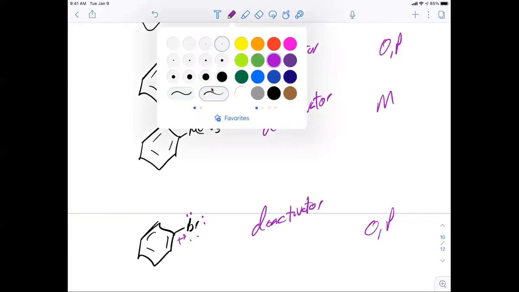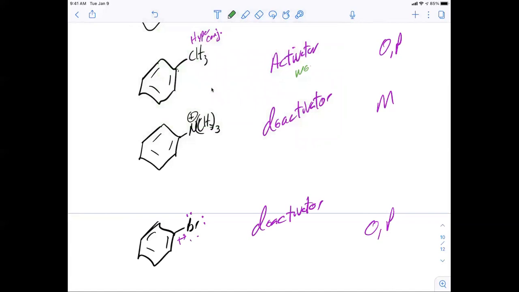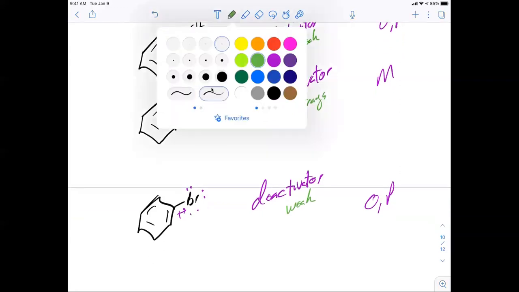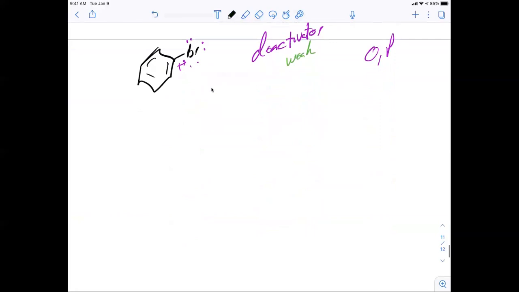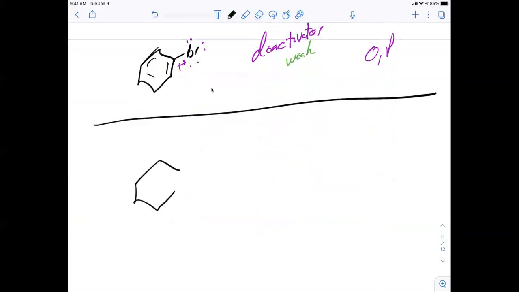If we go back up here and add the strong, moderate, and weak, the methyl is going to be weak. The positive charge is going to be strong. And the halide, the inductive effect here is going to be weak. Okay, so if we think about our weak activator, it's just hyperconjugation. If we think about our weak deactivator, it's just inductive. Okay, so what does this mean as far as life, the universe, and everything? Well, what it means is that I can predict the products if there is already one group attached.